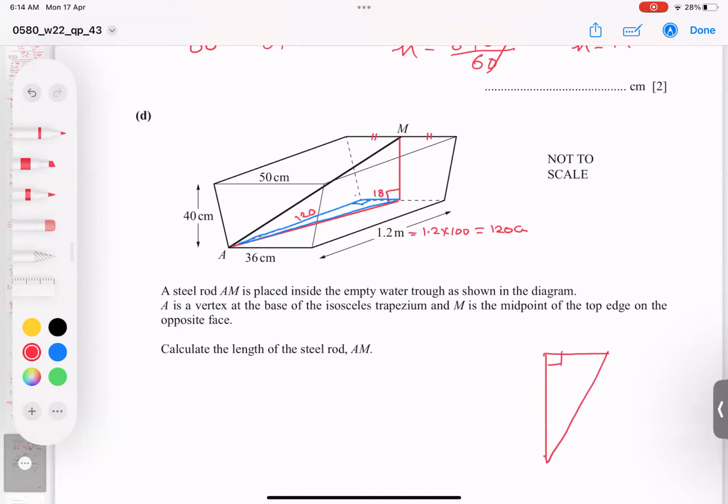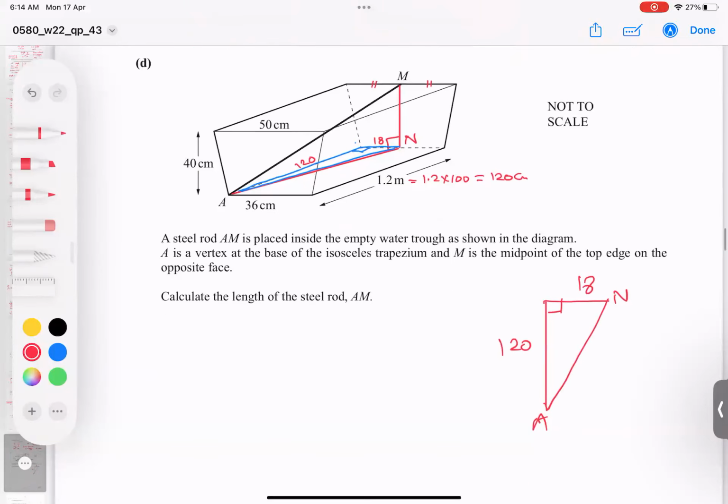So 90 degree, this is 18, this is 120, this is A, and this is, let's say, N. I take it as N. Okay. So using this Pythagoras theorem, what is the formula, student? Hypotenuse square equal to opposite square plus adjacent square. In front of 90 is called hypotenuse. So I'm finding AN to power 2 equal to 120 square plus 18 square.